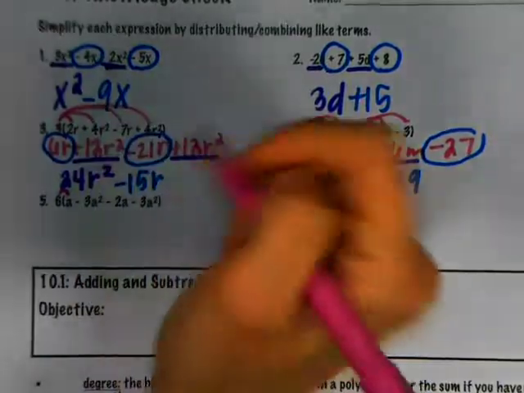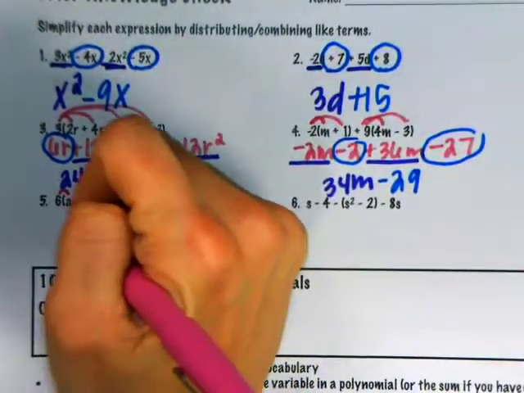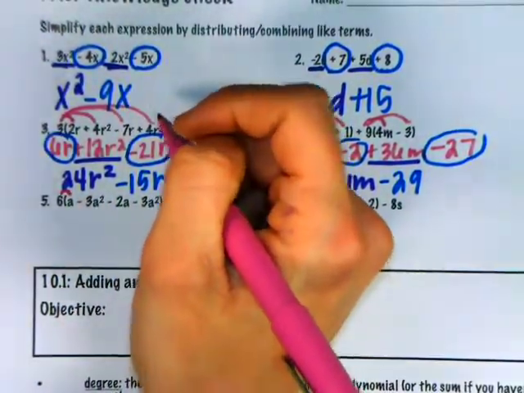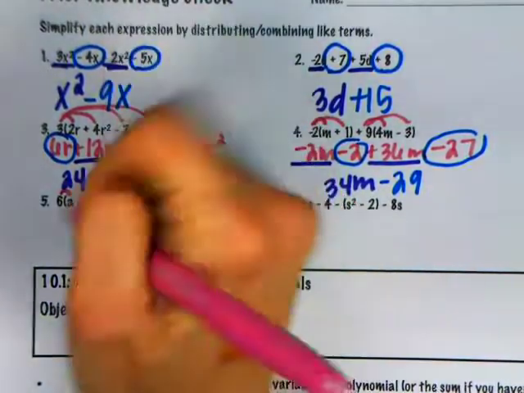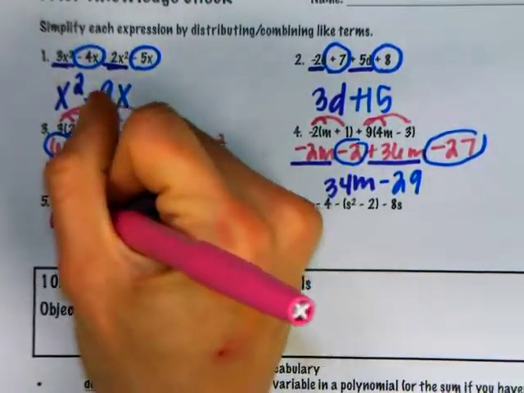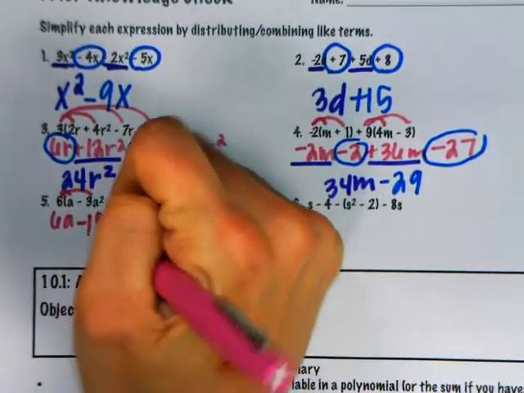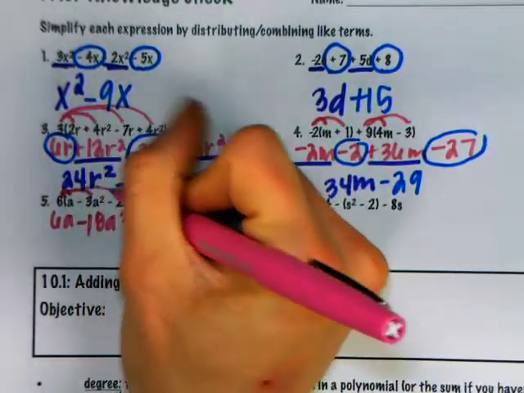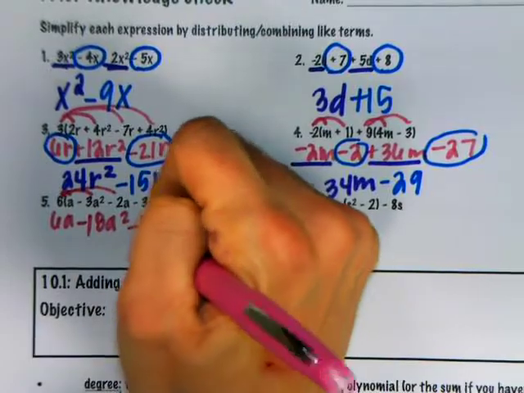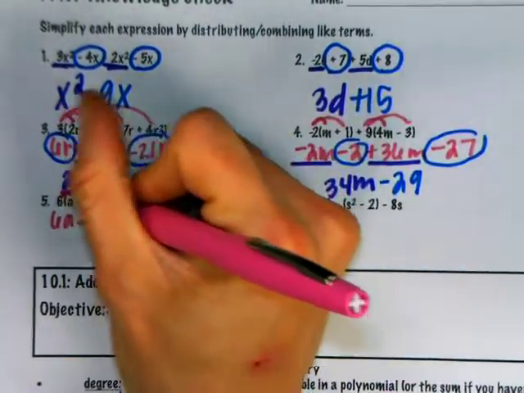6 times a is what? Okay. 6 times a? 6a. 6 times negative 3a squared. Negative 18a squared. 6 times negative 2a.